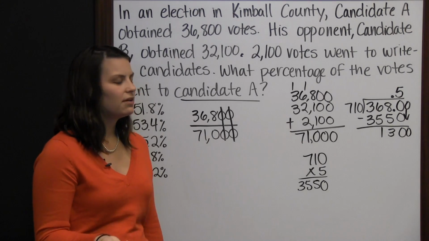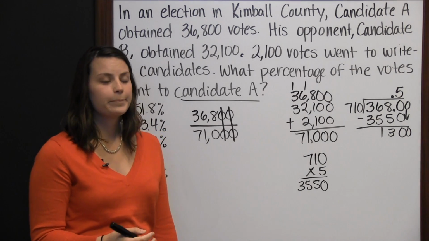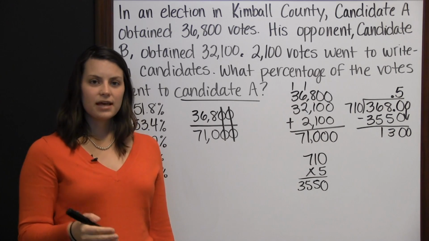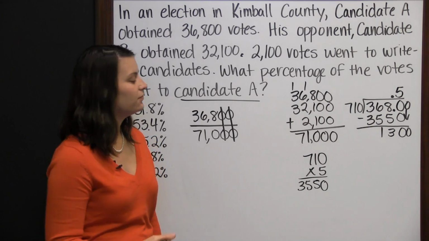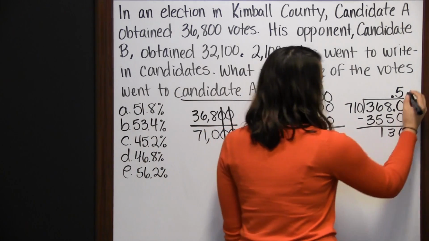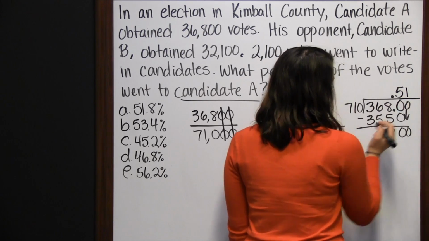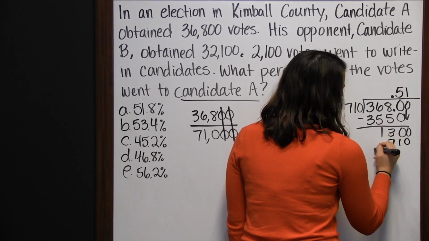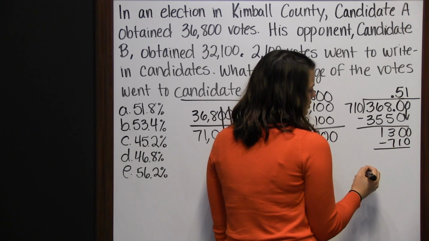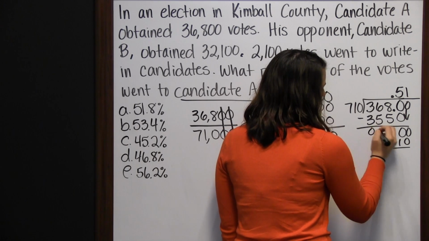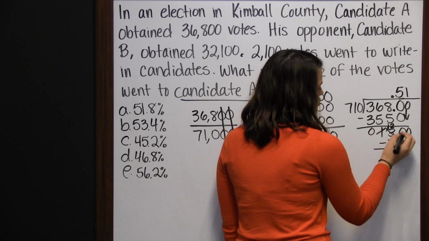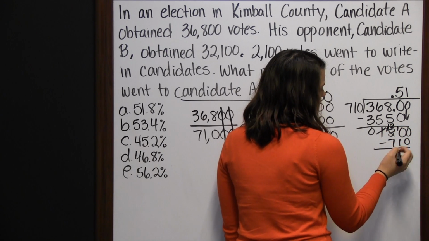1,300. So 710 is only going to go into 1,300 one time, because 700 plus 700 would be 1,400, and that's too much. So it's just one time. 710 times 1 is 710. Then we need to subtract. So I'm going to borrow from the 1, that's a 0, that's 13. Borrow from the 13, that's 12, which makes that 10.